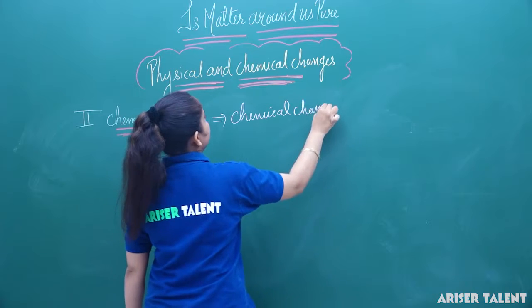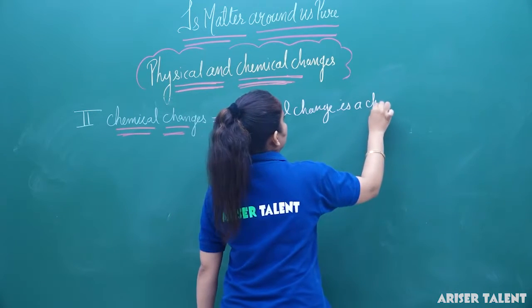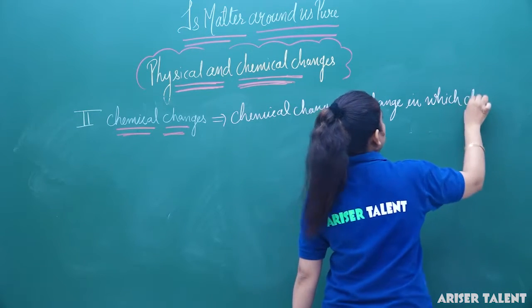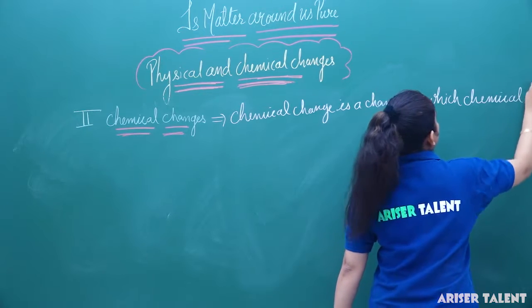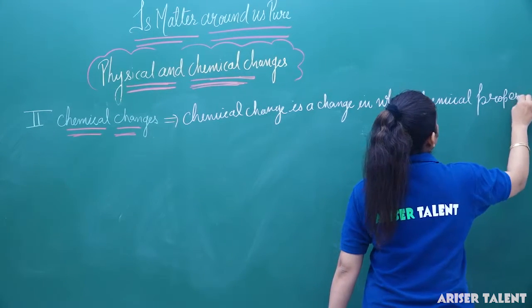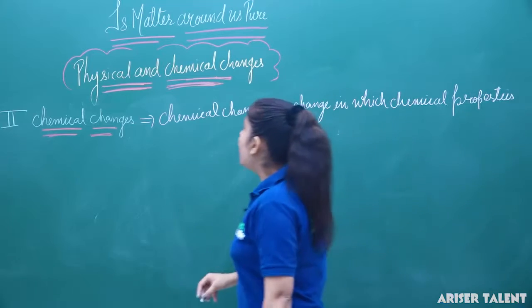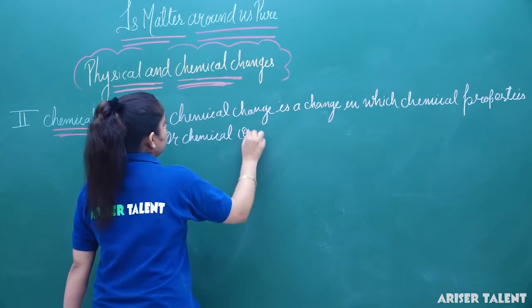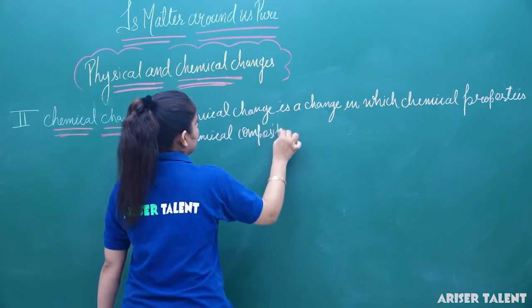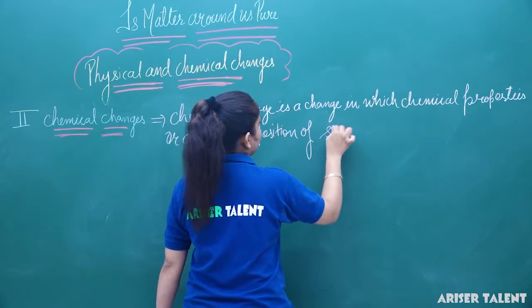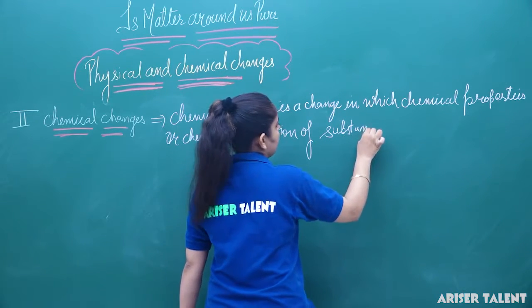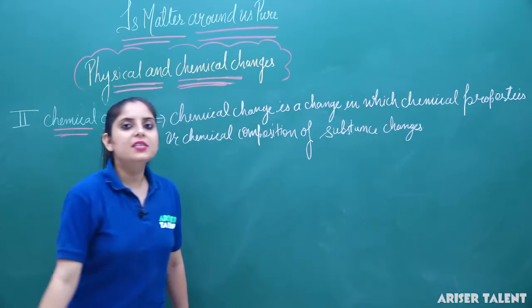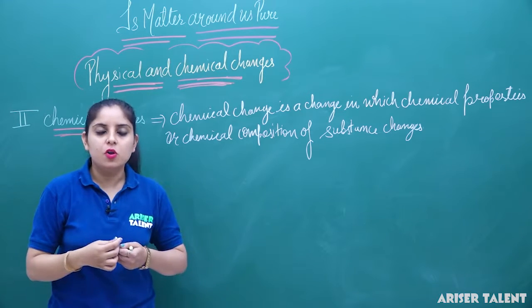Chemical change is a change in which chemical properties or chemical composition of a substance change. Clear? And you can say that the molecular composition of a substance is also going to change.